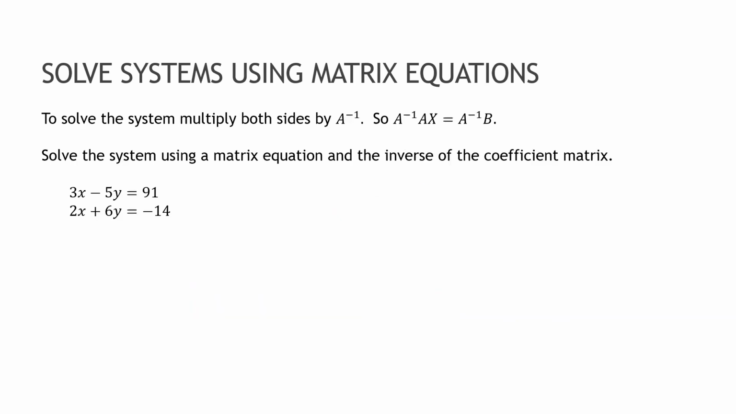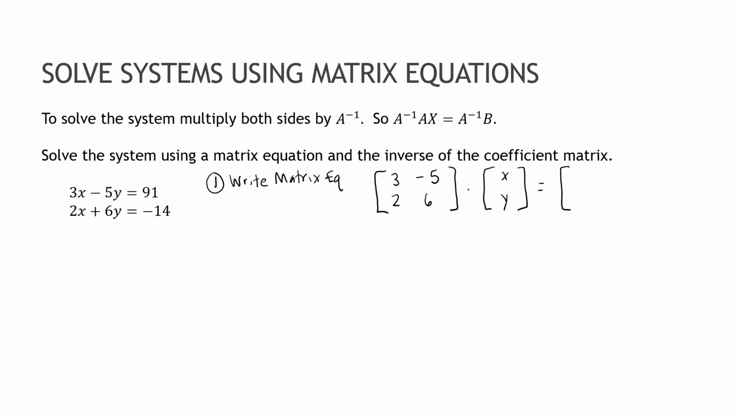So let's take a look at the purpose here, which is of course to solve a system of equations using the matrix equation method. Typically there are several steps. The first step is to write the matrix equation, which we just learned how to do. 3, negative 5, 2, 6 times x y equals 91, negative 14. A lot of people skip that step and you lose points on your assessment. So don't do it. Make sure you write the matrix equation first.